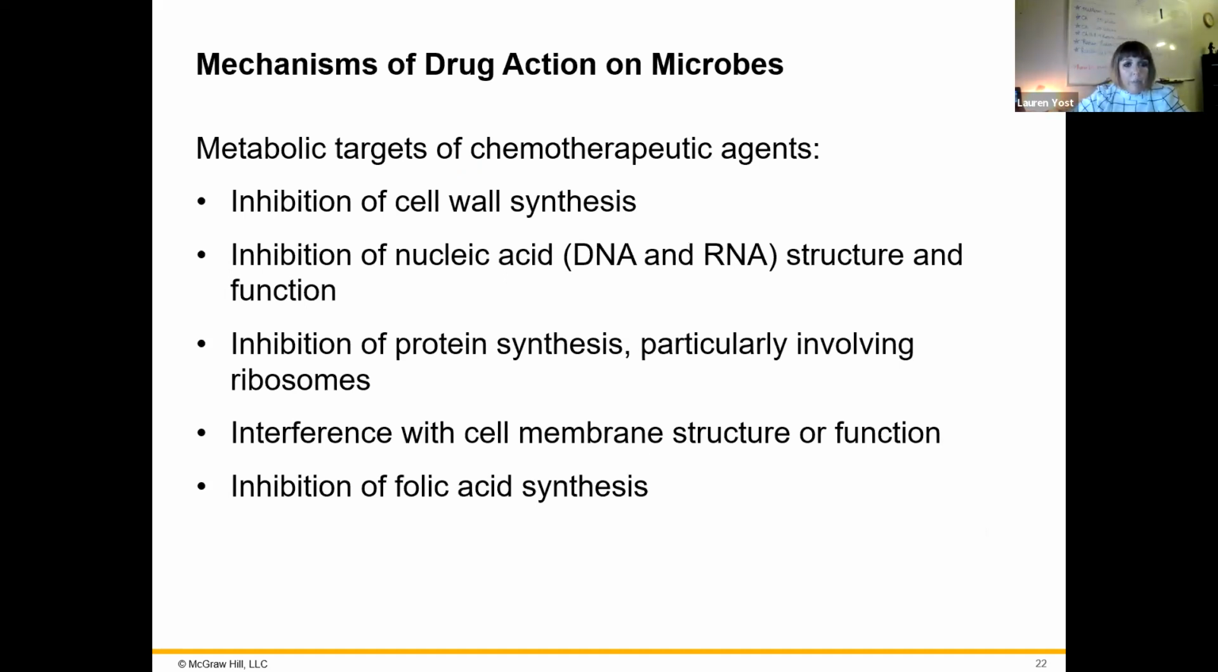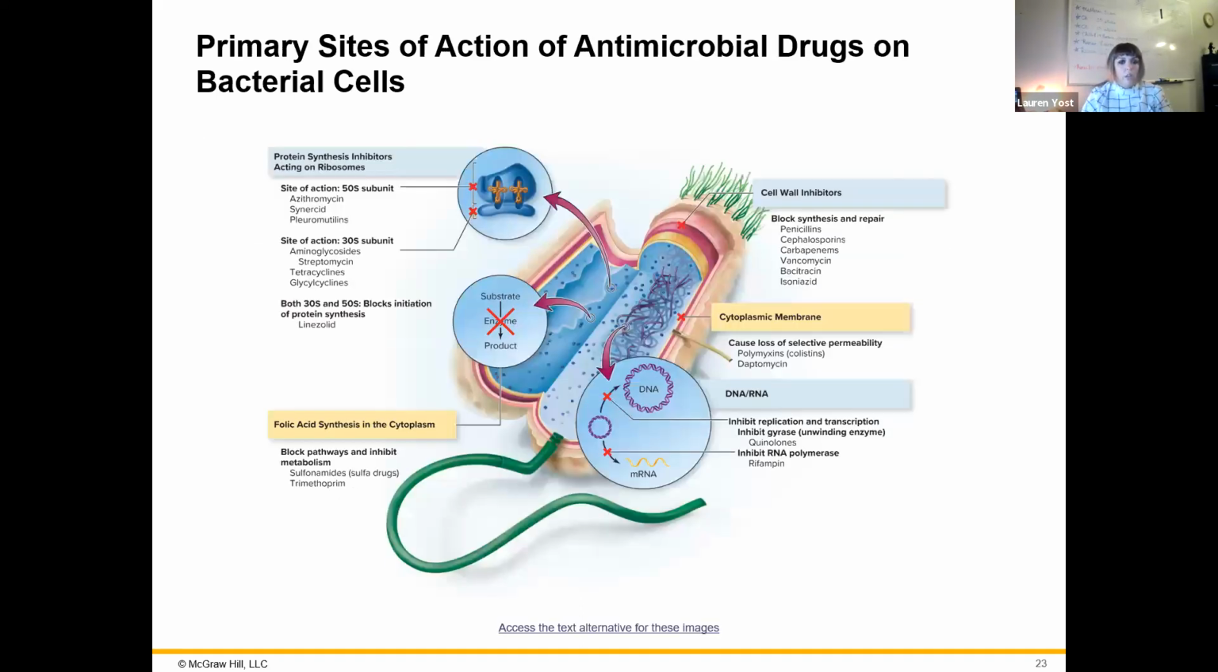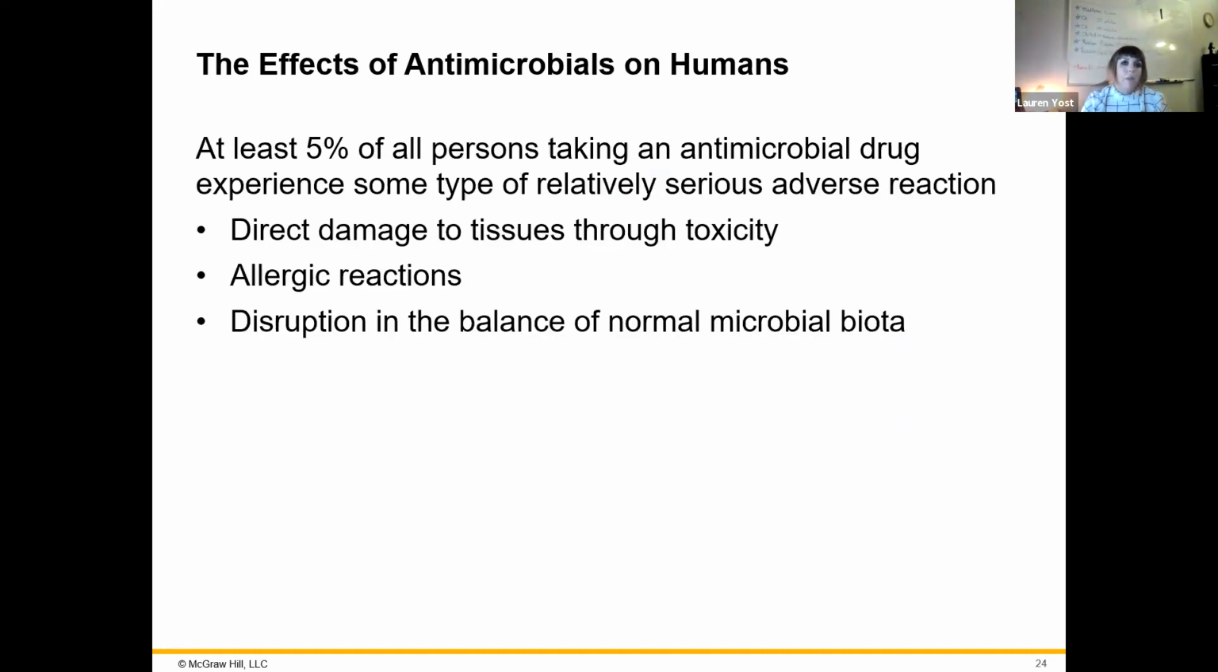So metabolic targets of chemotherapeutic agents. We could inhibit cell wall synthesis. We could inhibit cell membrane function, nucleic acid structure and function, folic acid synthesis, and protein synthesis. So here is a diagram showing all of the drugs that fall under these various categories, things that inhibit cell wall synthesis, things that inhibit folic acid synthesis, and etc. I'm not going to go through this now because we're going to go through them, of course, slide by slide, but that's a great reference point to come back to.